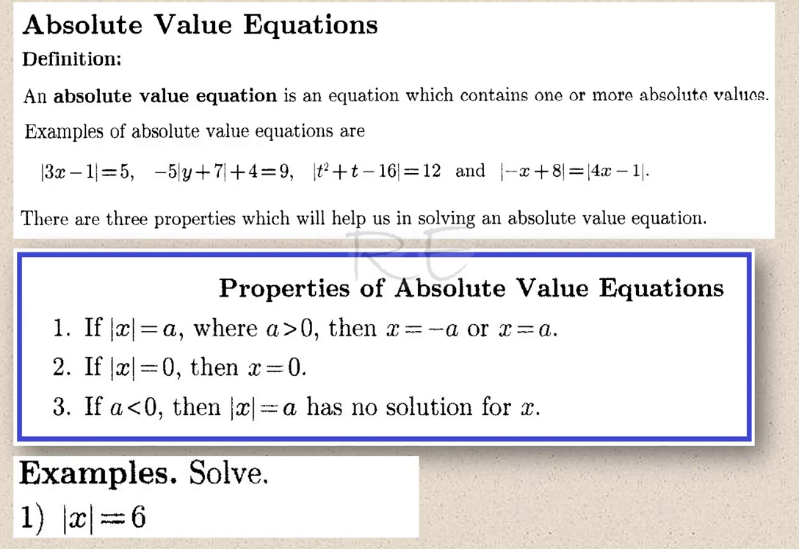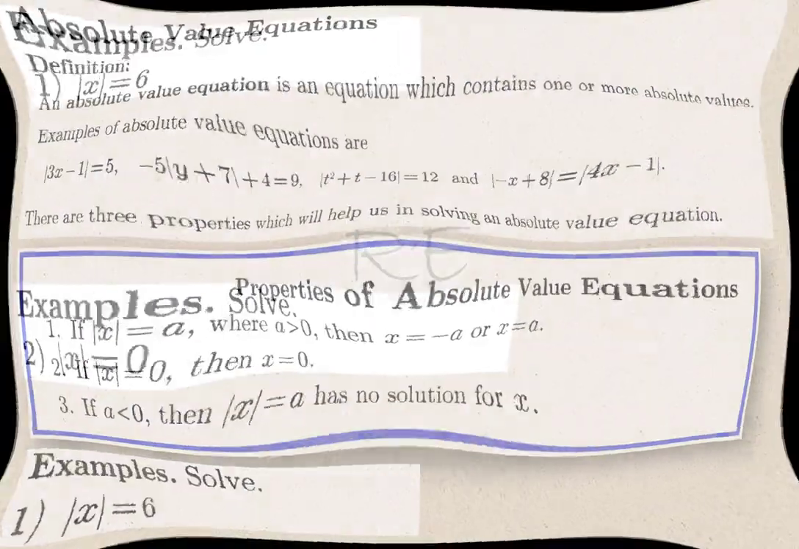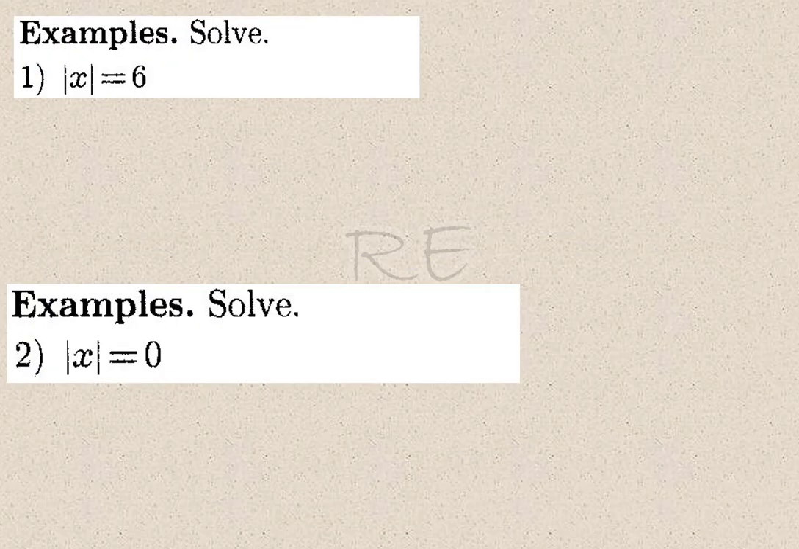The second one: if the absolute value of x is equal to 0, then x is equal to 0. And the third one: if a is negative, then the absolute value of x equal to a has no solution for x.